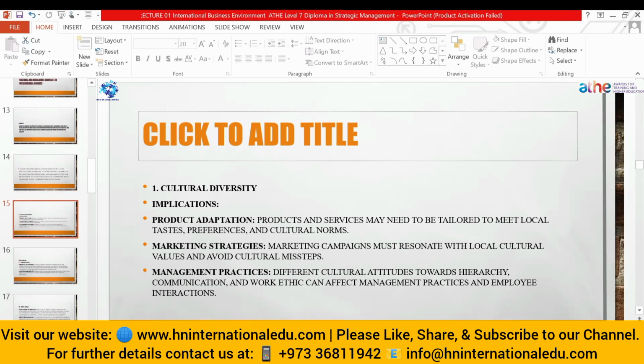Management practices. Different cultural attitudes towards hierarchy, communication, and work ethic can affect management practices and employee interactions as well. That is, using the laissez-faire style in a very hard organization where you cannot communicate with the local employees regularly is not going to be a correct style of leadership. You need to adjust each and everything according to the market.